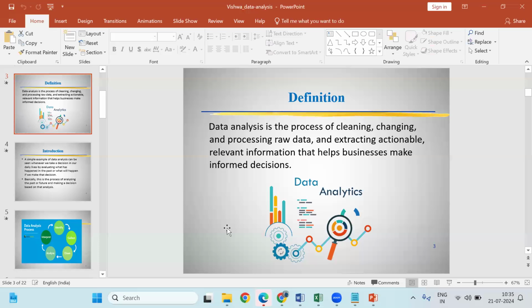And next, is it clear, right? Jyoti, Mayur, is it clear? Yes, sir.